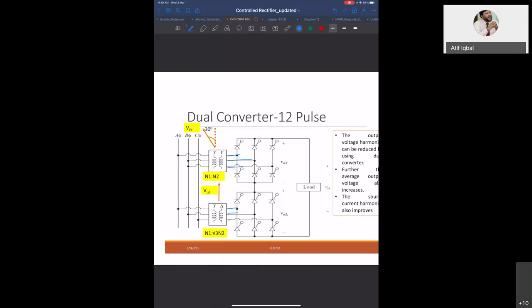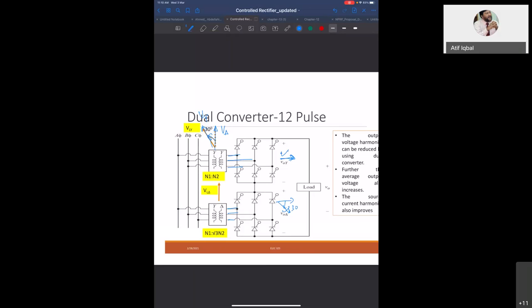And as you see, this is your V delta, and V star always leads the delta by 30 degrees. So since the star leads by 30 degrees, one will be leading by 30 degrees and the other lagging by 30 degrees. If you take this at 0 degrees, then this will be at minus 30 degrees. Now, when you add the two voltages, one at 0 degrees and another at 30 degrees, we will be able to create 12 pulses from here.